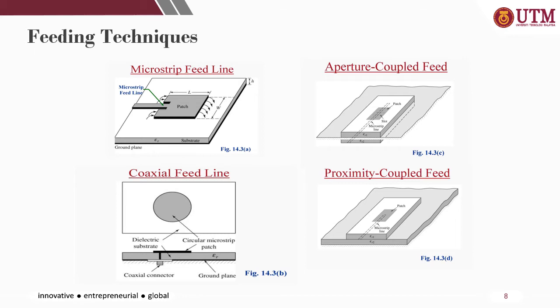Right, so they can be classified into two. The first one is the direct excitation, for example, the microstrip feed line and also the coaxial feed line. Or the other one is the indirect excitation.